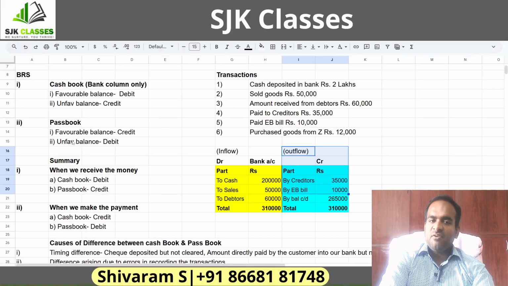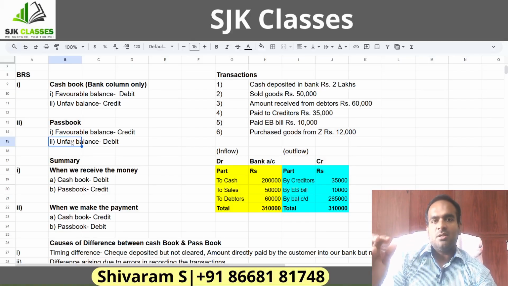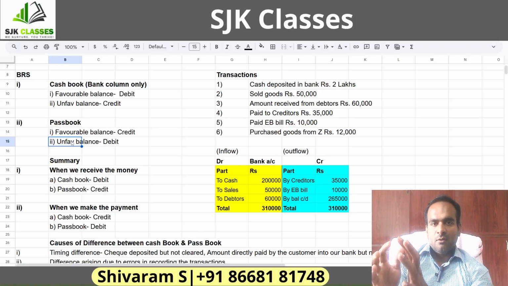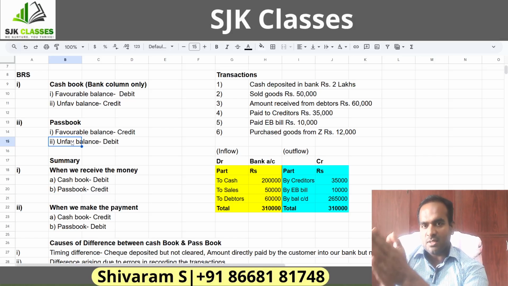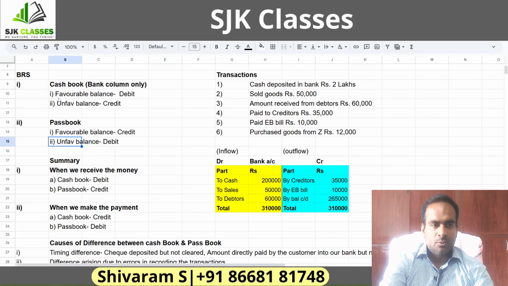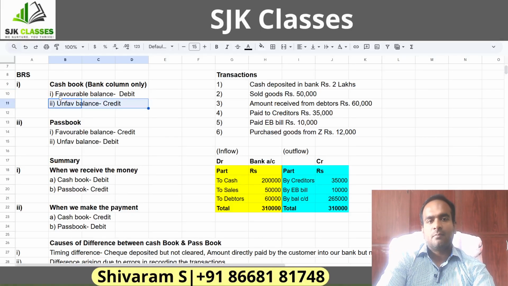So any unfavorable transaction means outflow, is what? It's unfavorable, no? Whenever money moves out of the bank account, we feel sad, no? So I'm losing this money. So it's an unfavorable transaction. Unfavorable transactions will be shown on the credit side. Favorable transactions will be shown on the debit side for the cash book. So cash book, look at this point here. For cash book, favorable balances means debit, unfavorable means credit. Now, that is the logic for cash book.